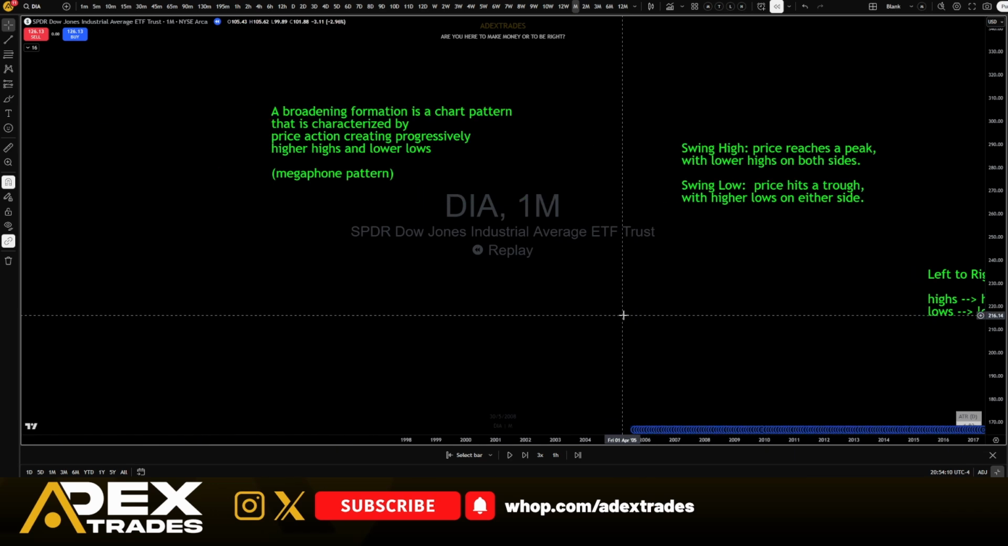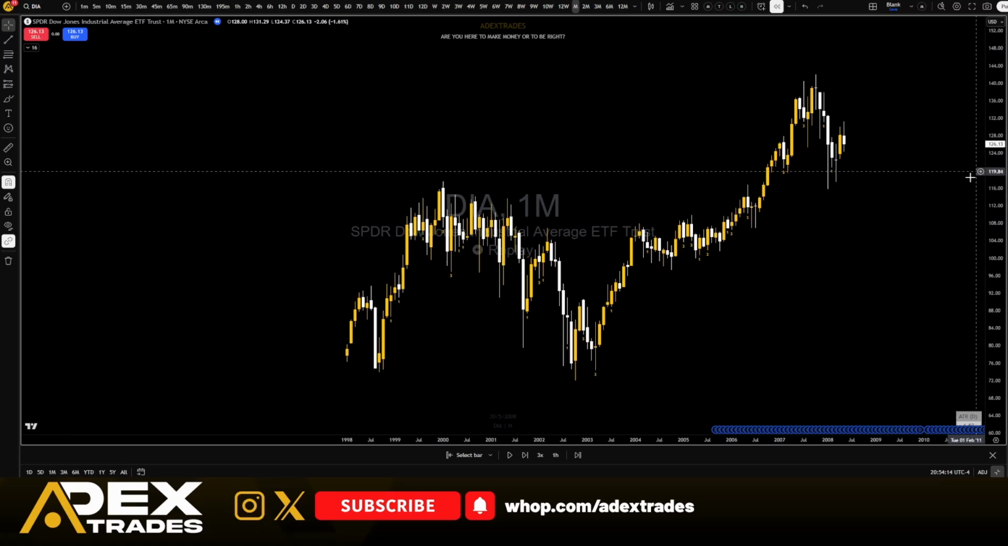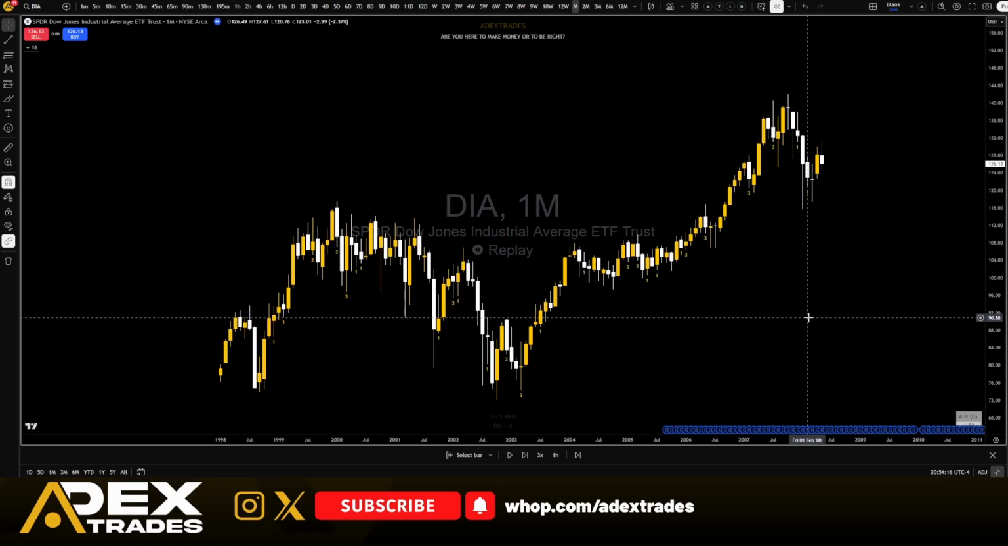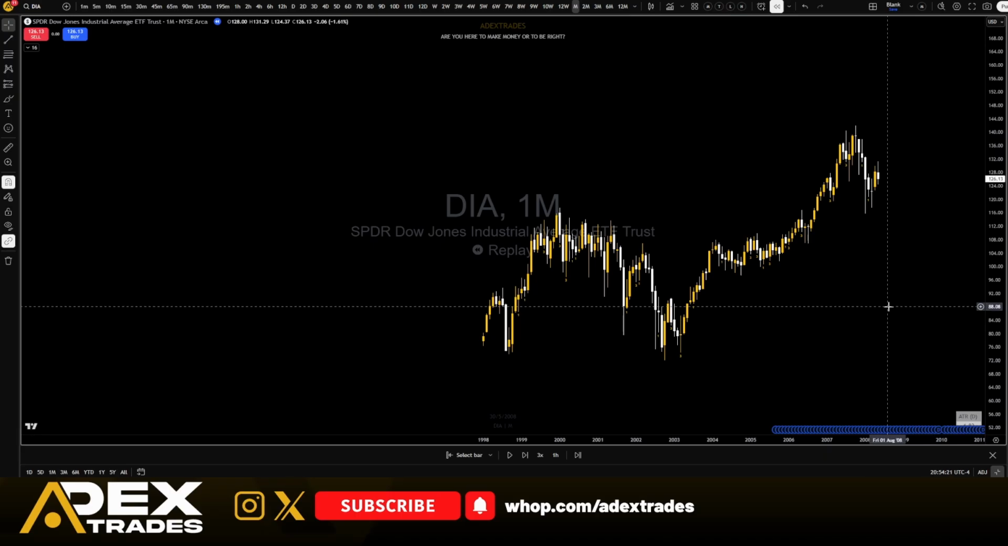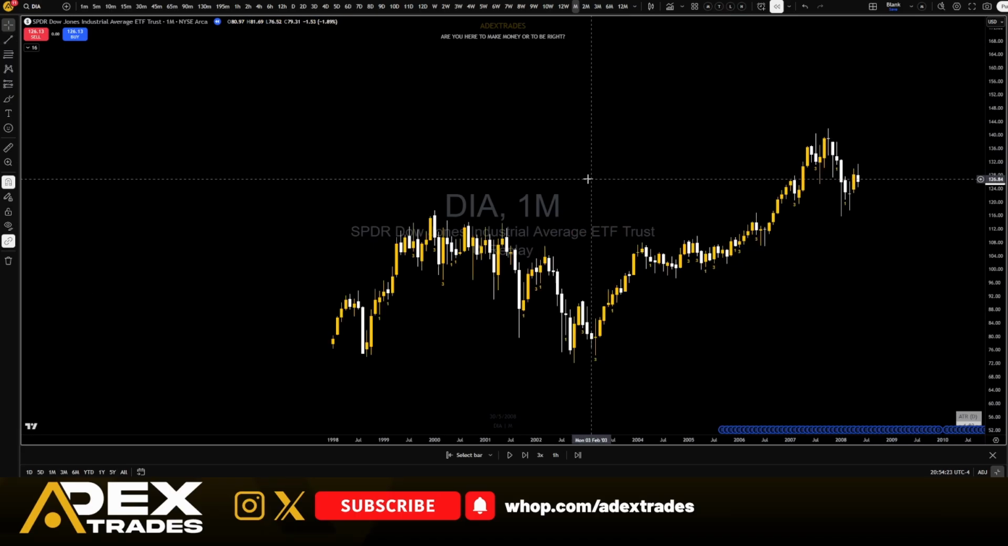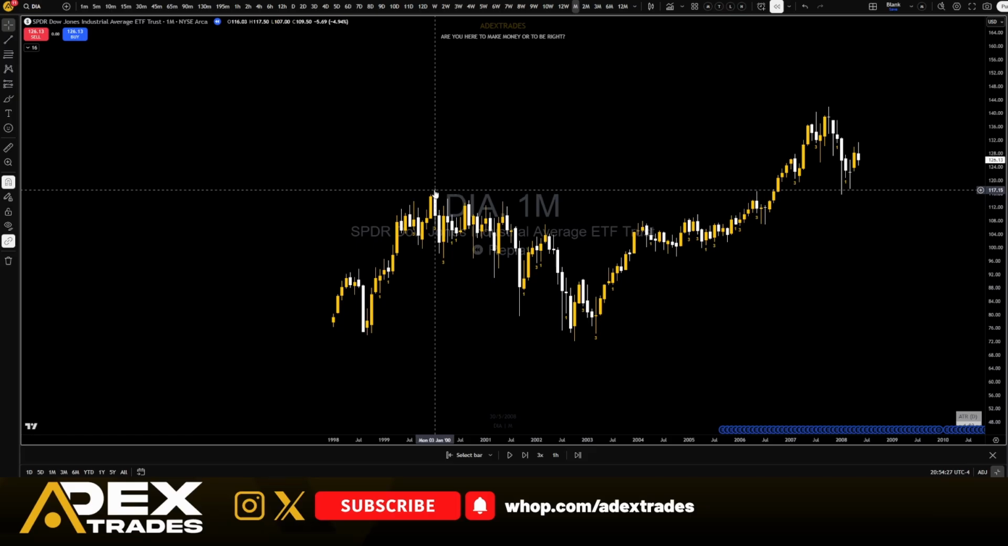So now let's take a specific chart example. This is DIA on the monthly time frame. I'm going to draw a broadening formation for DIA. And if I look at this chart, we can say that I see a swing high right here.